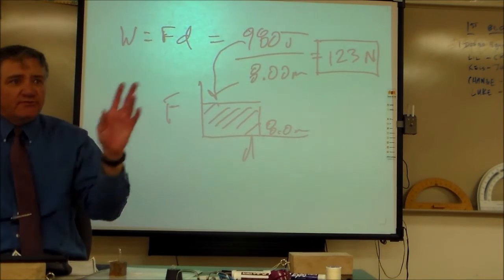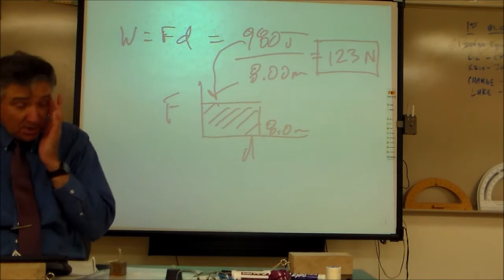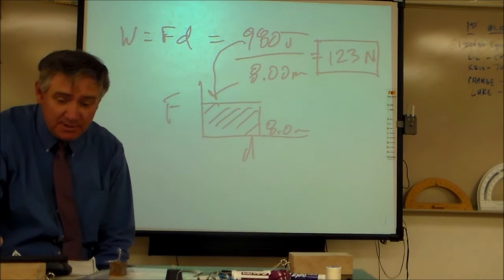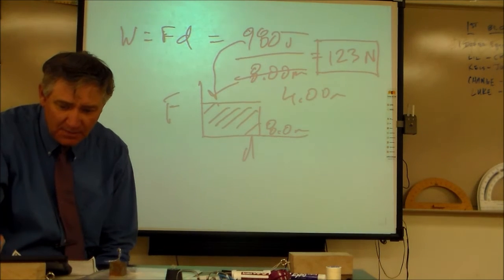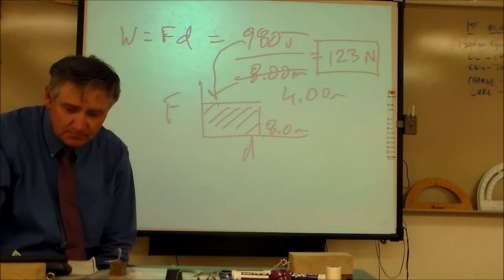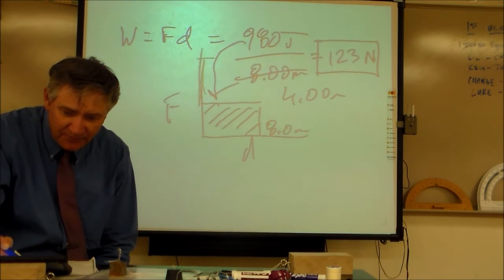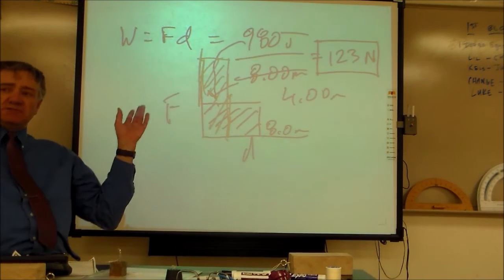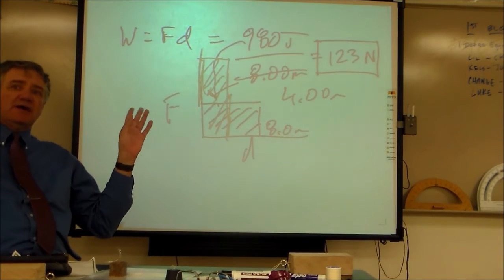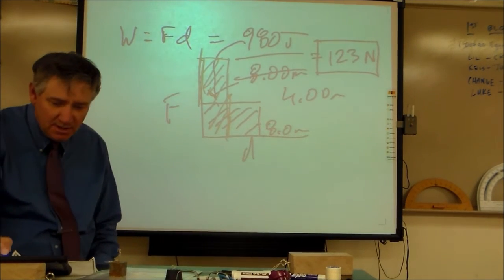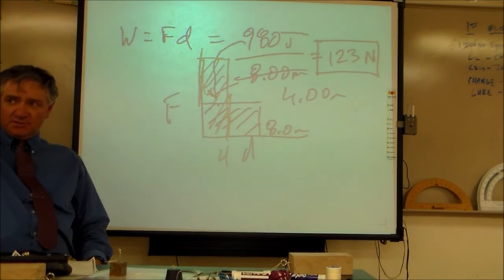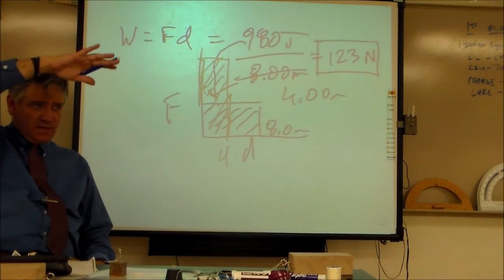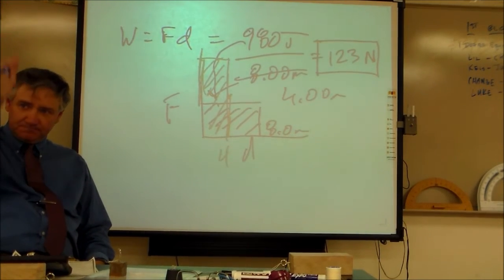But what's that going to do to the force? Right, because now instead of dividing by 8 meters, I'm going to divide by 4 meters. So graphically, what that means is this. I'm going to have twice the force, but that's going to be exerted over half the distance. But I'm still going to have the same area, because I'm still going to have the same amount of change in the kinetic energy. So I can either have a small force exerted over a larger distance, or a bigger force exerted over a smaller distance.